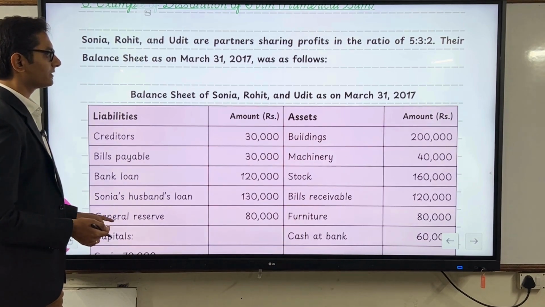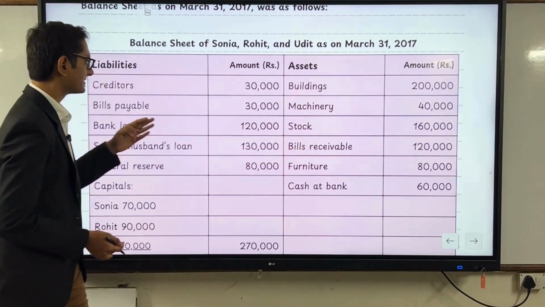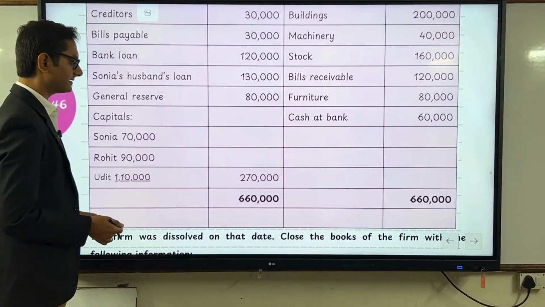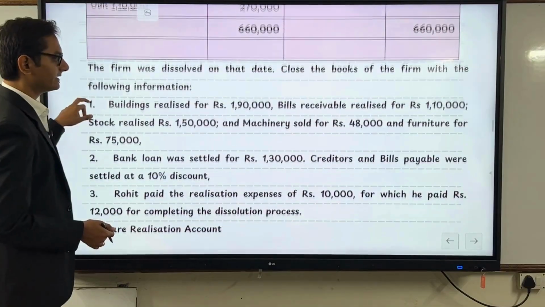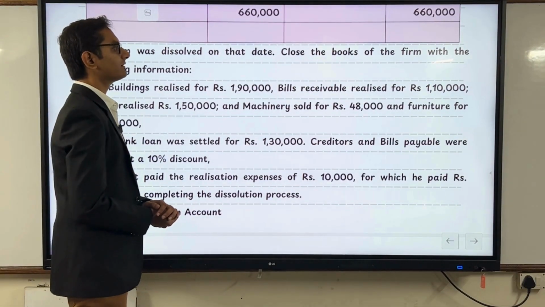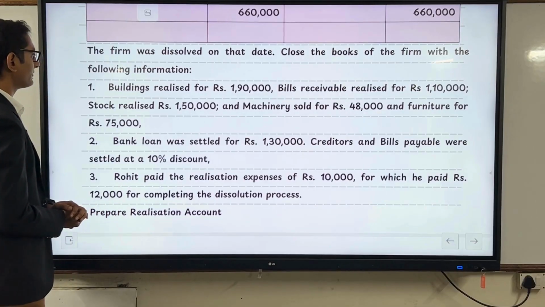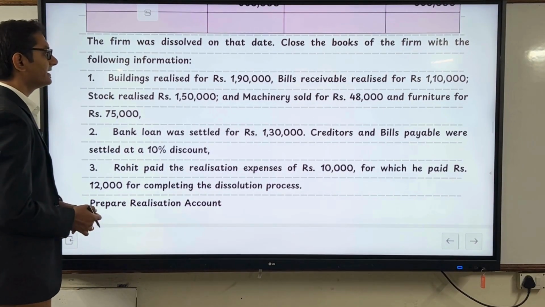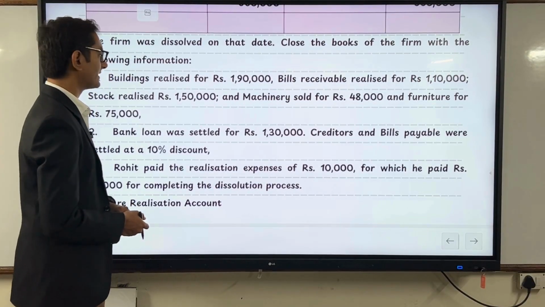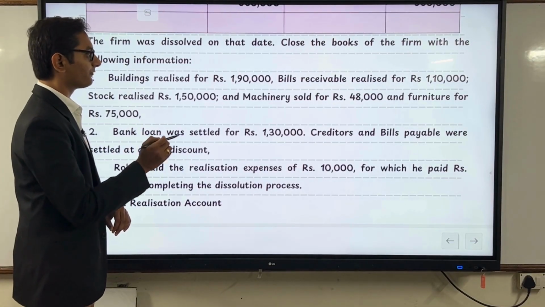Balance sheet of Sonia, Rohit and Udit is given. There are some assets, there are some liabilities, and the capital accounts of partners are given. And some of the adjustments are given. The firm was dissolved on that date. Close the accounts of the firm with the following information. Number one, building realized for rupees 1,90,000, bills receivable realized for 1,10,000, stock realized 1,50,000 and machinery sold for 48,000.